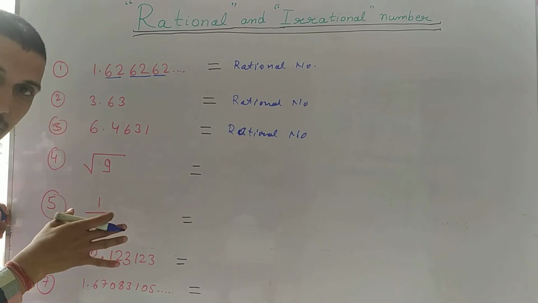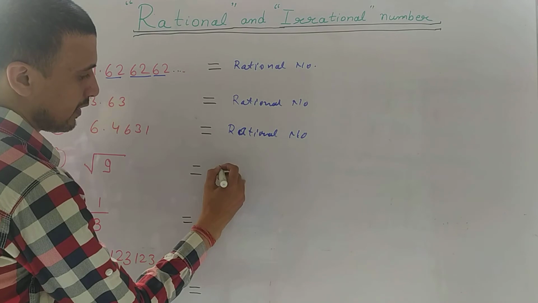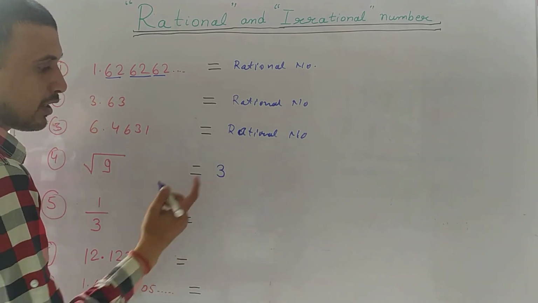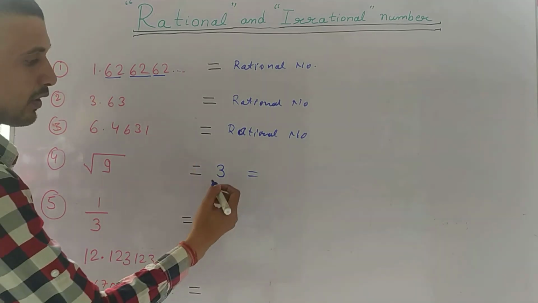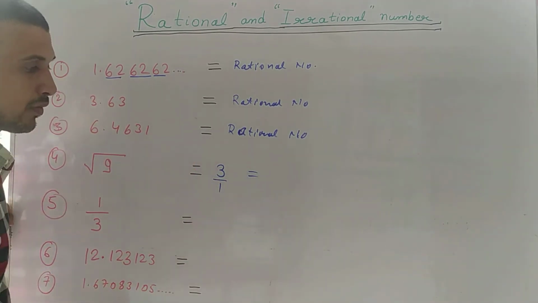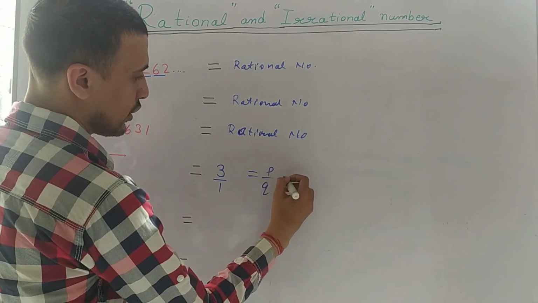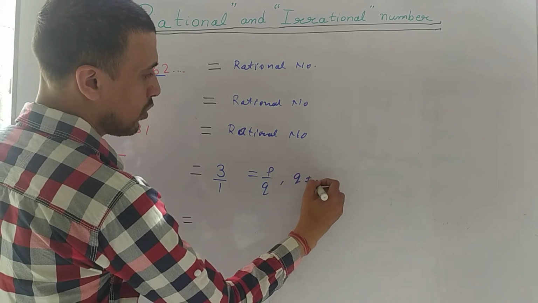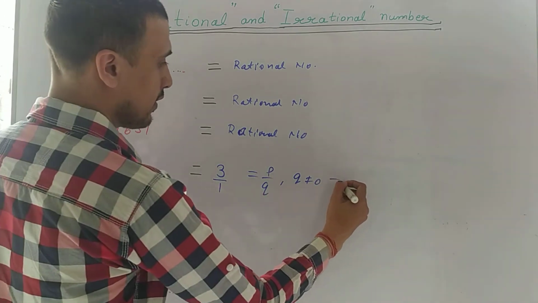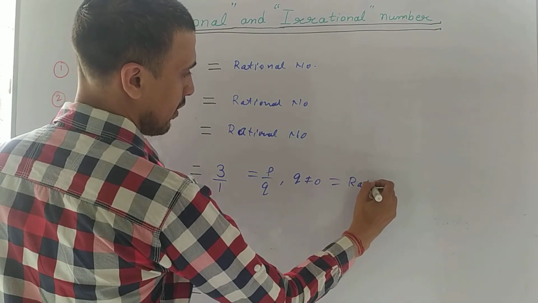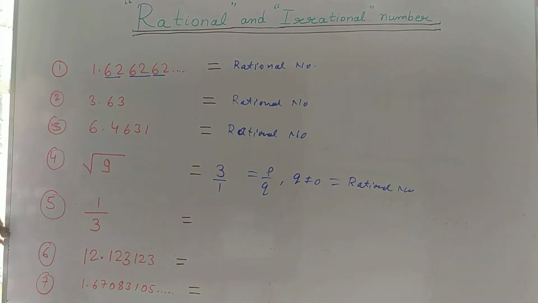Now, under root 9. First of all, we have to do the simplification. The value of under root 9 is 3. So we can say that 3 is a rational number. Why? Because we can write 3 as 3 upon 1, and as we know, P by Q, where Q should not be equal to 0. Here you can see 1, which is not equal to 0. So this is a rational number. Clear?